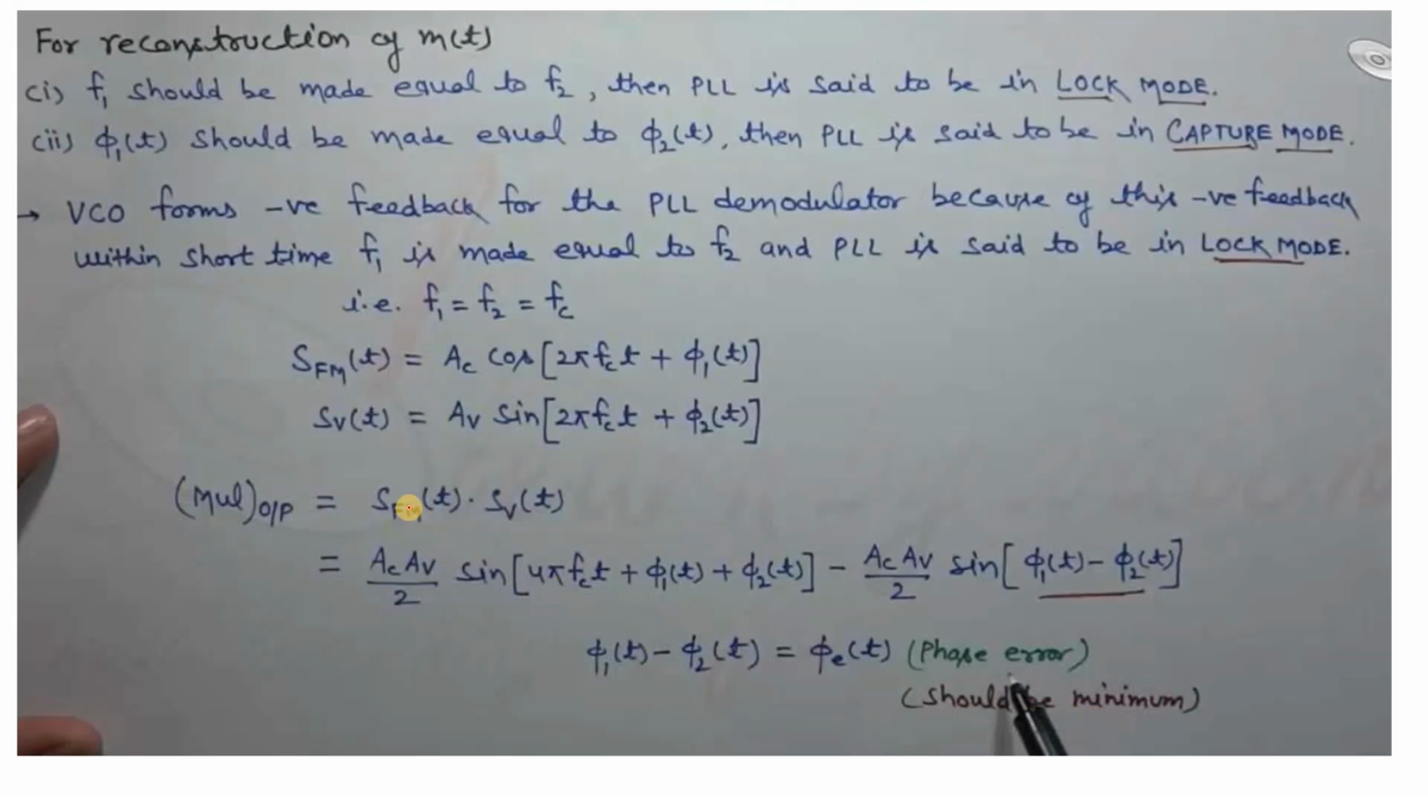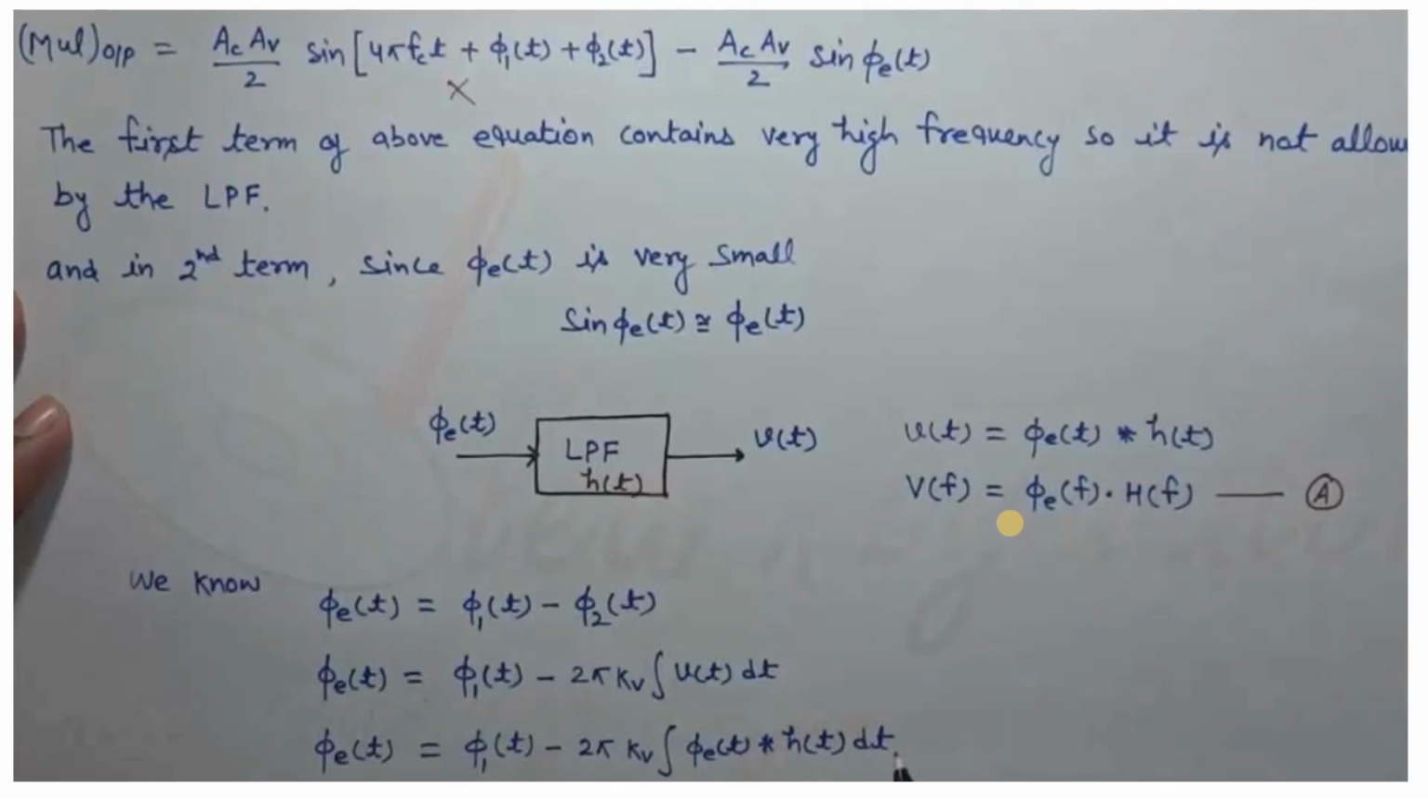Okay, this should be minimum. While you are multiplying these two terms, the resultant equation is like this: AcAv by 2 sin of 4 pi fc t plus phi 1 of t plus phi 2 of t, minus AcAv by 2 sin of phi 1 of t minus phi 2 of t. This phi 1 of t minus phi 2 of t is the phase error. This needs to be kept very small so that you will get the resultant function. Then the multiplication output has two components, one of which is AcAv by 2 sin of 4 pi fc t plus phi 1 of t plus phi 2 of t.